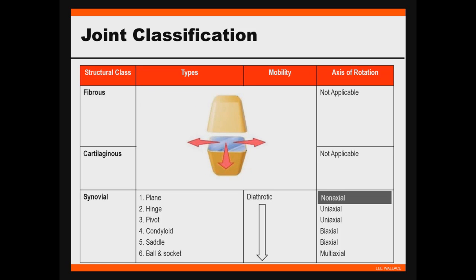So the first type of axis of rotation is called a non-axial, which means no axis or rotating around no axis. And these are examples here of all our plane joints. So they're diarthrotic, they're freely movable, but they don't rotate around any particular axis.